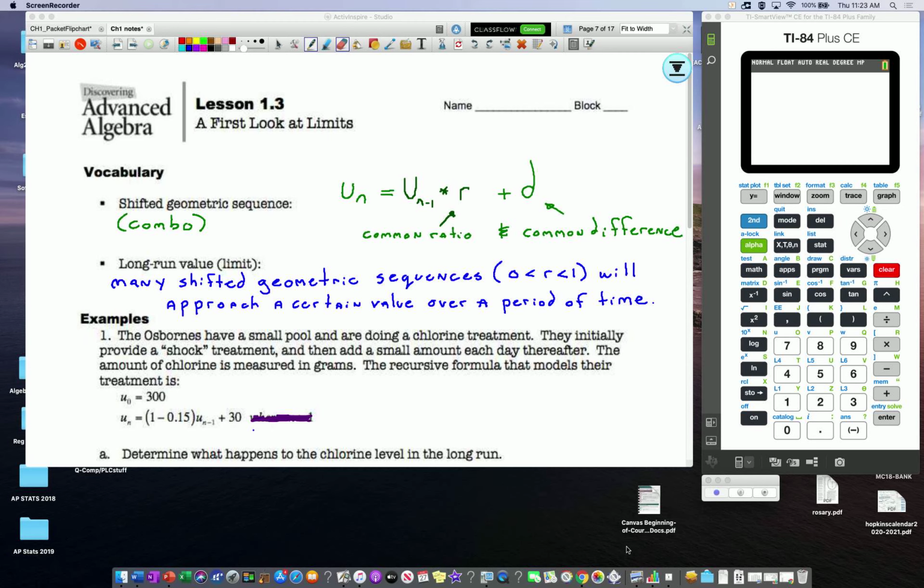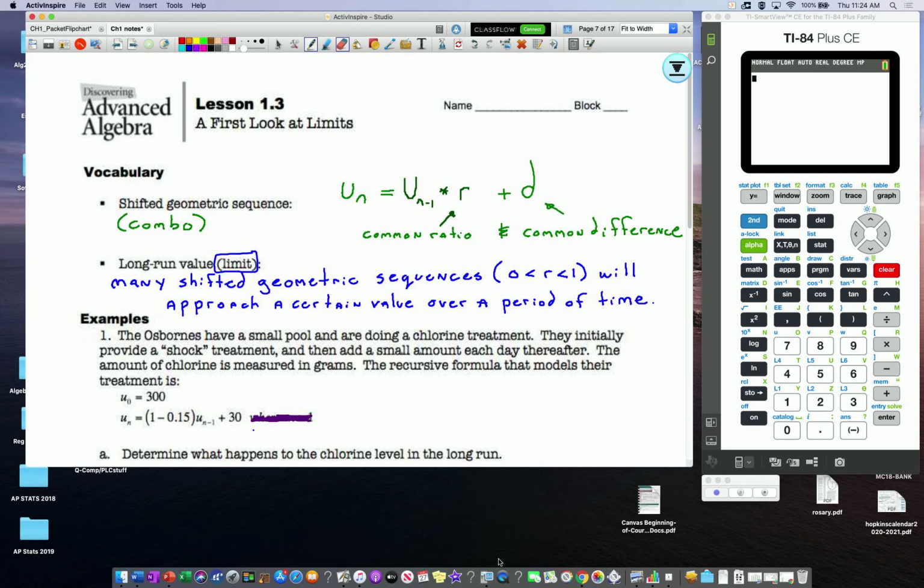Speaking of that, long run value. Sometimes these geometric sequences will just keep growing and growing, getting bigger, or smaller and smaller. But many times you'll have what's called a long run value. It limits. It will go to a specific number. Many shifted geometric sequences, when this r value is between 0 and 1, will approach a certain value over a period of time. It levels off to some number because the amount you're adding in equals the percentage that is being taken out. So it just hits a certain number.